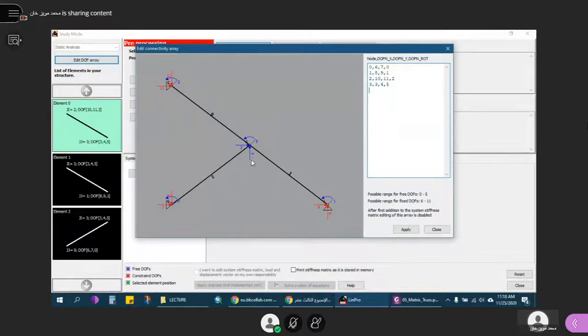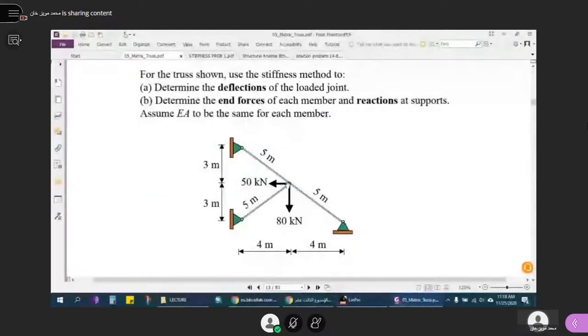As you can see over here, the blue ones are degrees of freedom 0, 1, 2, then 3, 4, and 5. These are all the unknown degrees of freedom. Red is nothing but the known degrees of freedom, 6, 7, 8, 9, 10, 11. This is how you find out the degrees of freedom assigned to the elements by LinPro. This should be kept in mind. Your problem is to find the deflection of the loaded joint, which means I need to find this deflection.